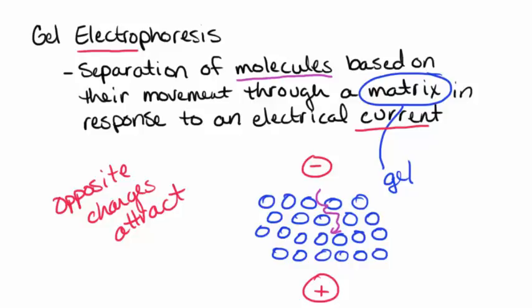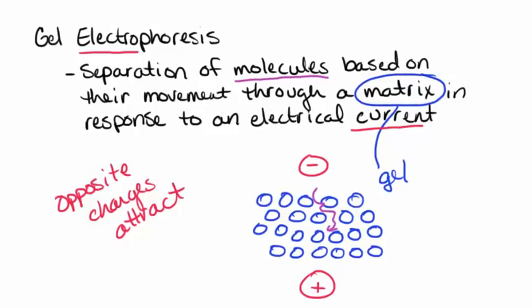Okay, so the two keys here is that we have a matrix, which is our gel, which will have a series of pores of a specific size that the molecules are trying to navigate through. And then we'll also have an electrical current that is going to kind of make them want to move through that obstacle course of the gel.